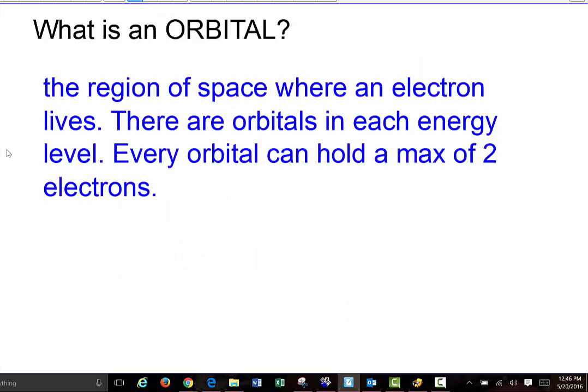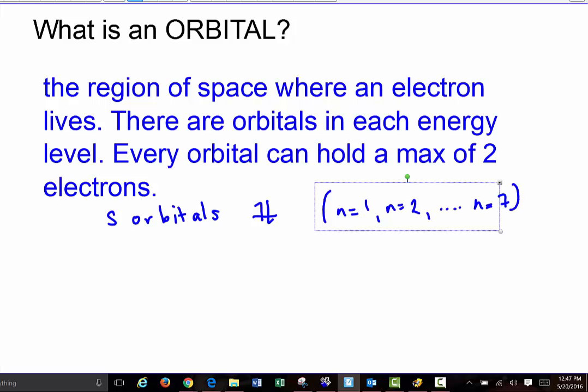So we've got the s orbitals, and an s orbital is just one orbital that can hold a maximum of 2 electrons in total. And there are s orbitals at all the different n energy levels. So n equals 1, n equals 2, all the way up to n equals 7. These all have s orbitals.